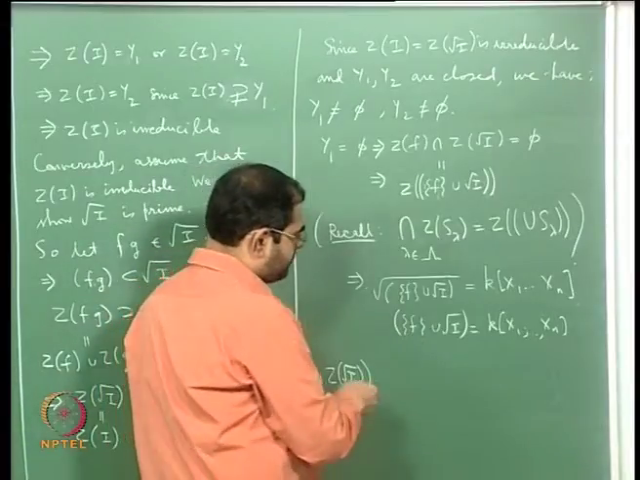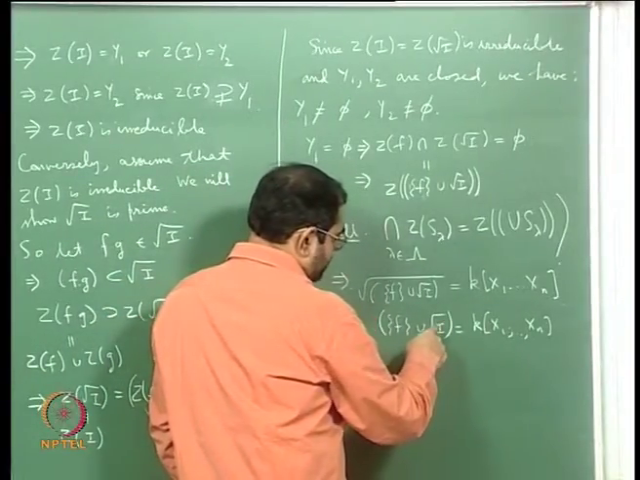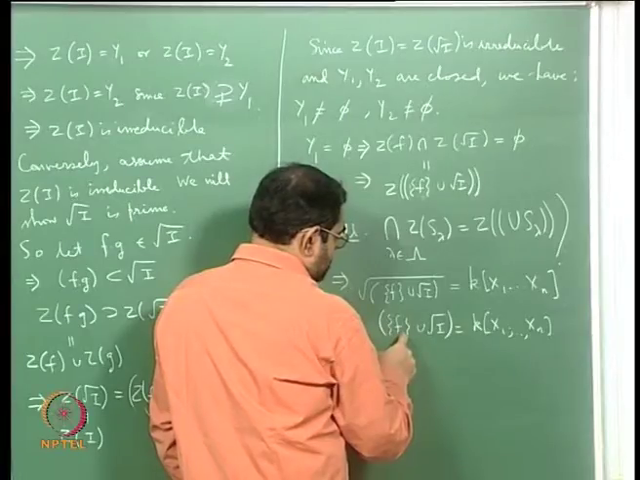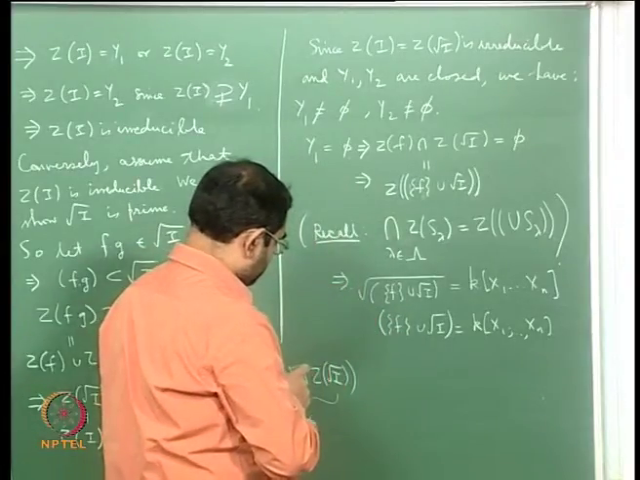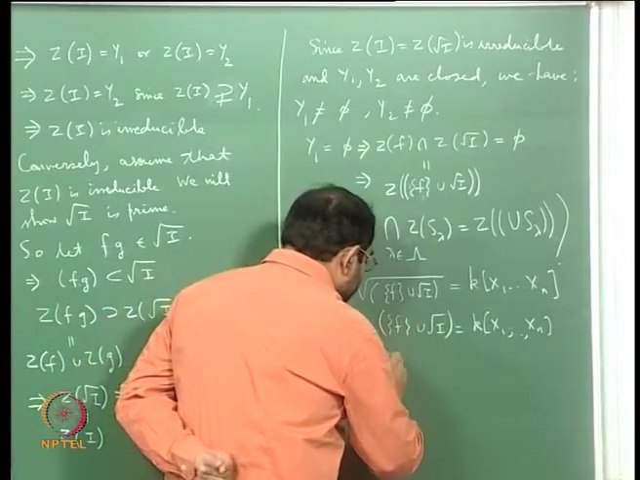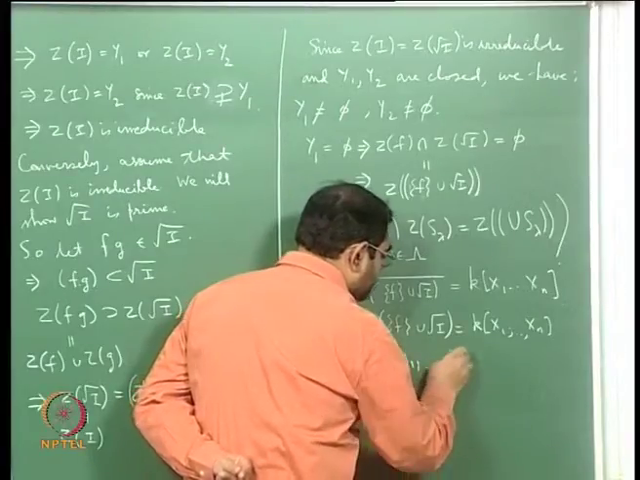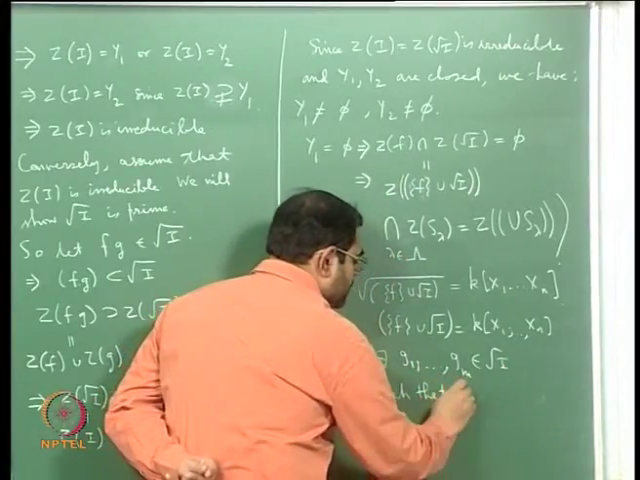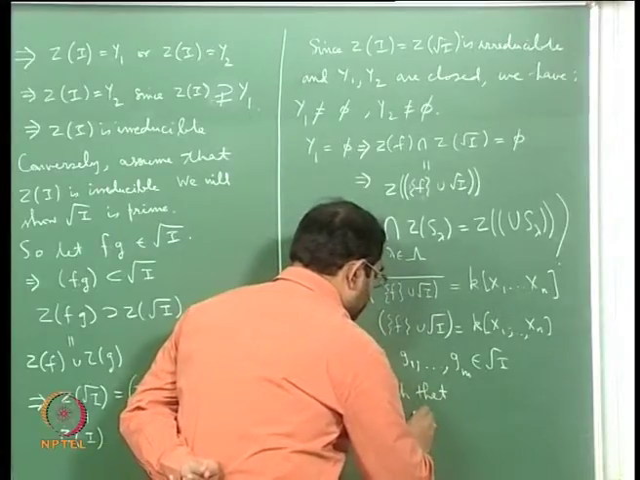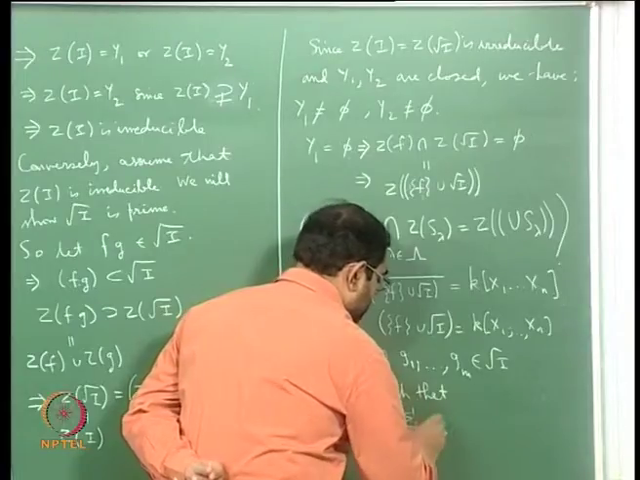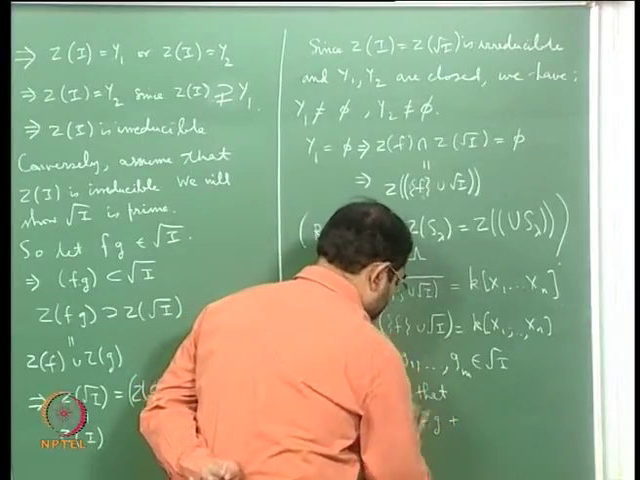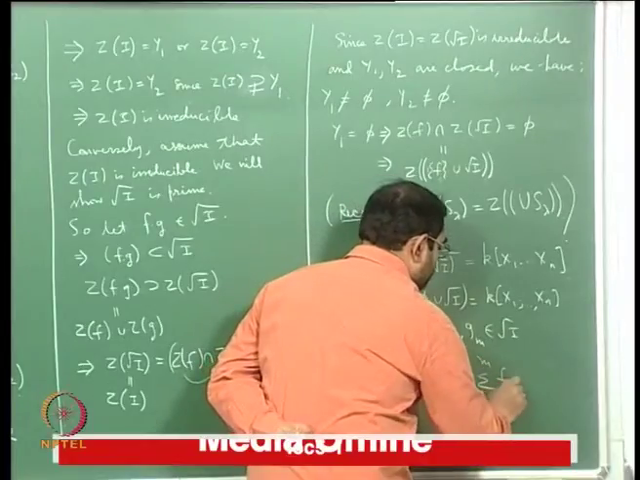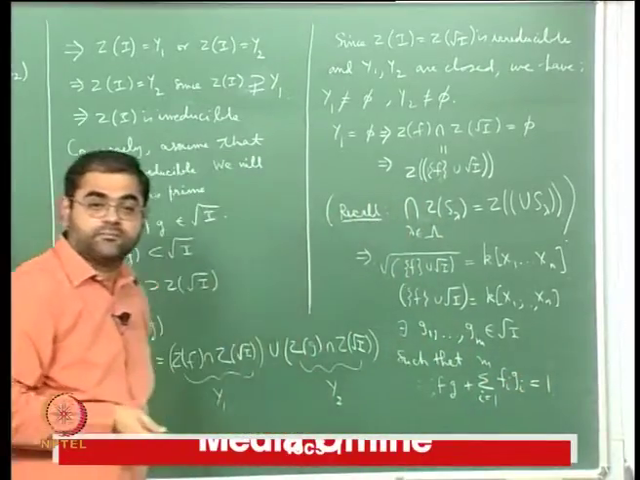And what this will tell you is the following: there exist g1 through gm in the radical ideal I, such that the sum of f times g plus the sum over i equal to 1 to m of f_i g_i is 1. This is what it tells you.